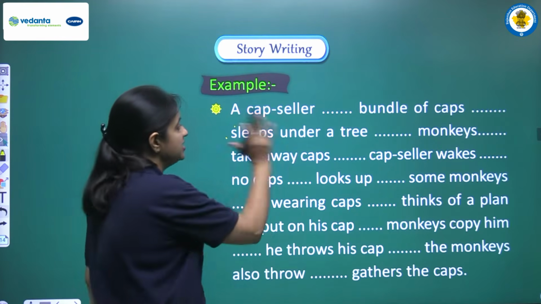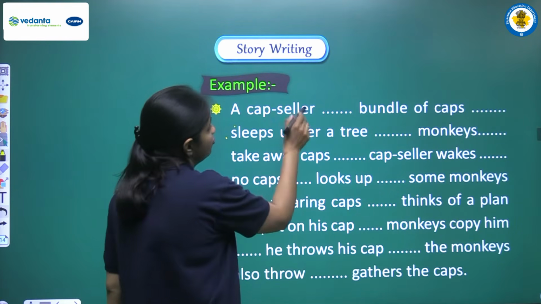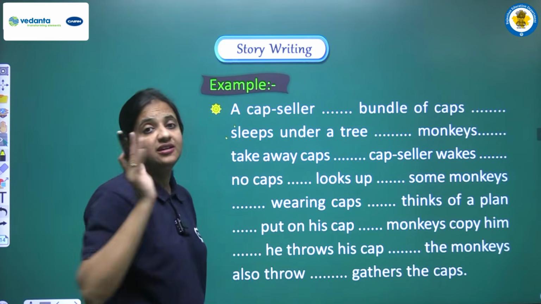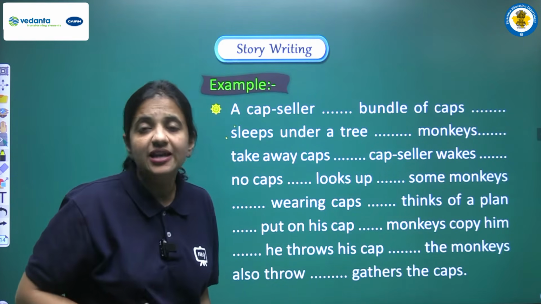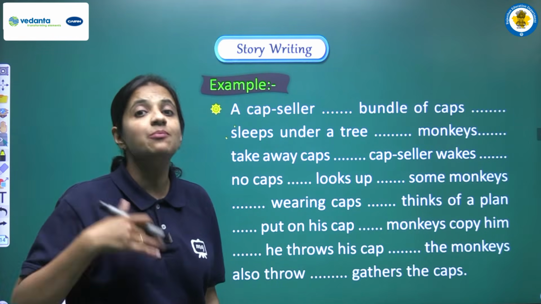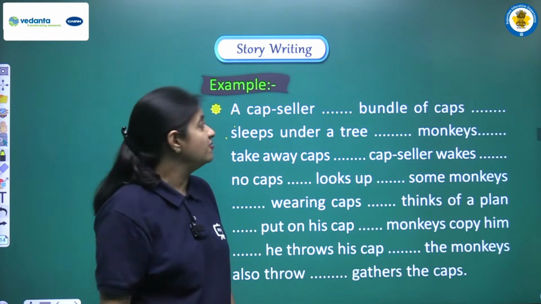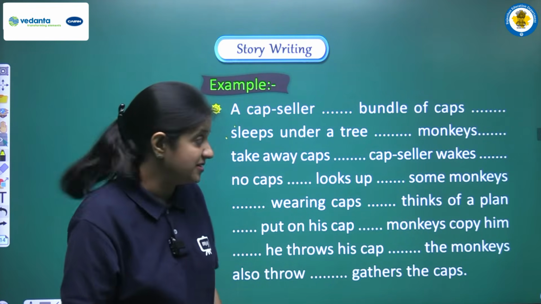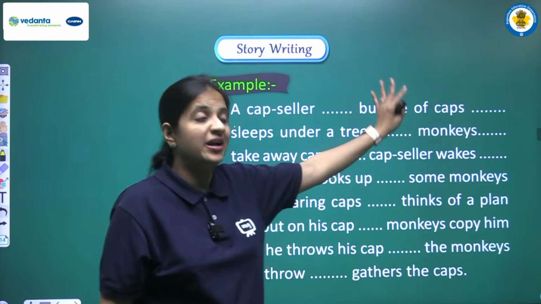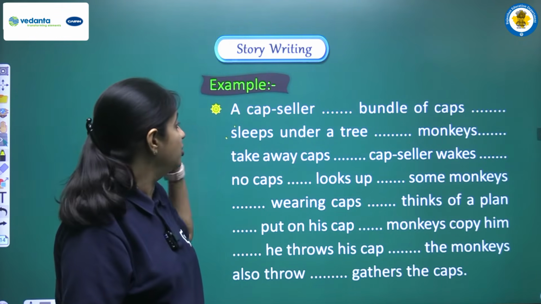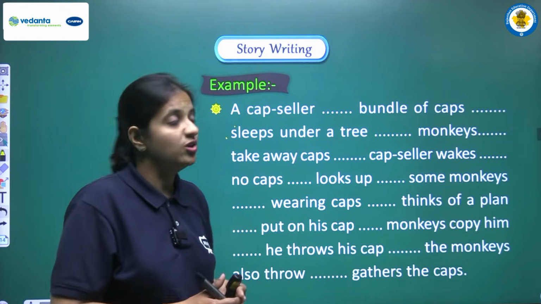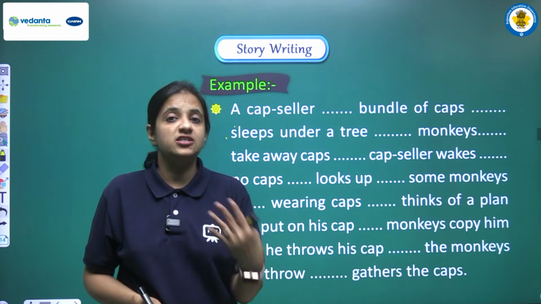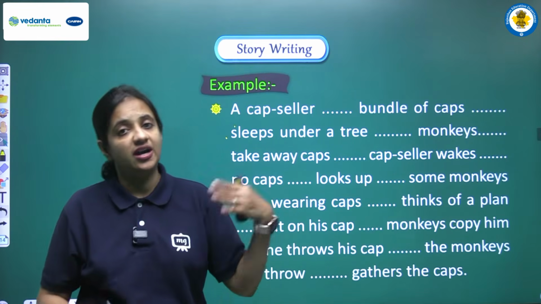Okay, so we can write that once upon a time there was one cap seller. He had a bundle of caps with him, and you have to remember that you have to make your story using past tense. This is the reason we are using sentences like, once upon a time there was one cap seller. He had a bundle of caps with him, and we can add some sentences also, like he used to go from place to place. He used to go from village to village to sell his caps to earn his money.